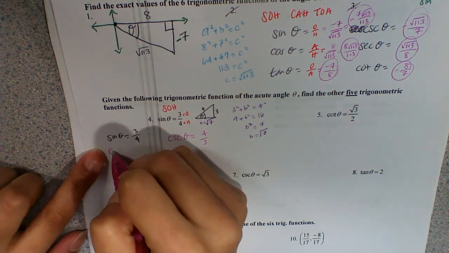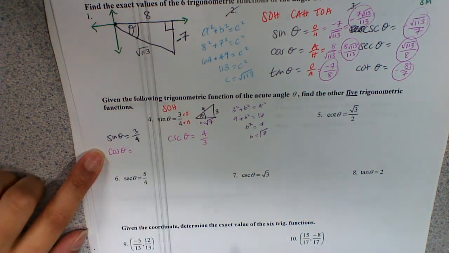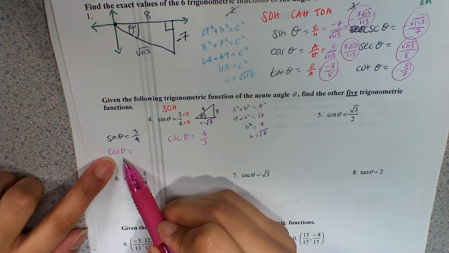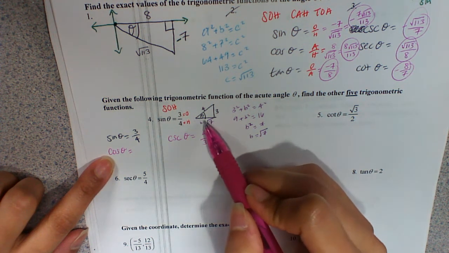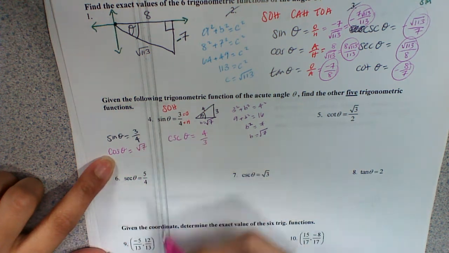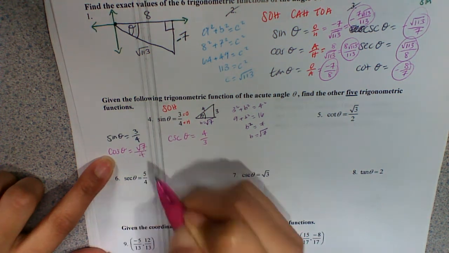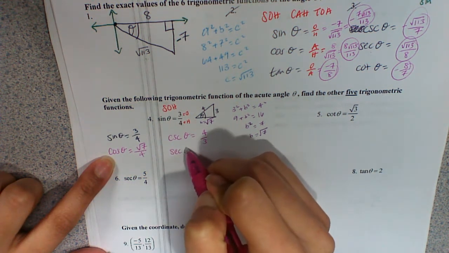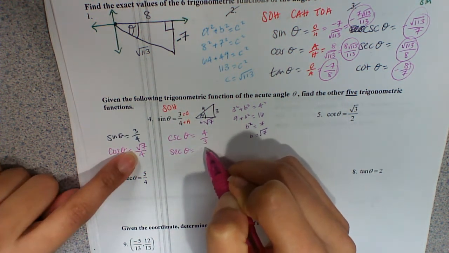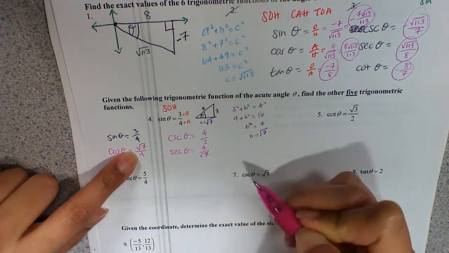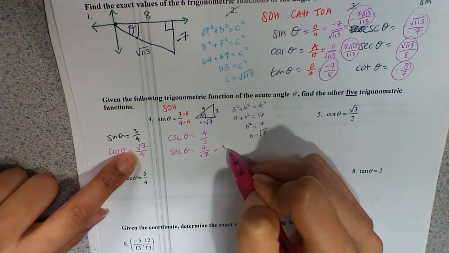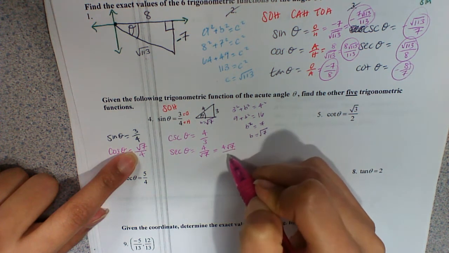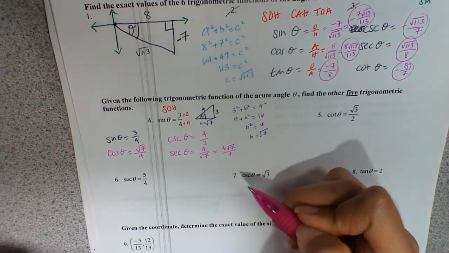Now I need to find also cosine of theta. So now that I have all 3 sides, it's pretty easy. Cosine will be, according to SOHCAHTOA, adjacent, which is root 7, over hypotenuse, which is 4. And its reciprocal then, secant, will be the reciprocal of that, 4 over root 7. But we have to rationalize, and once you do, you'll find it to be 4 root 7 over 7. So that's your secant.